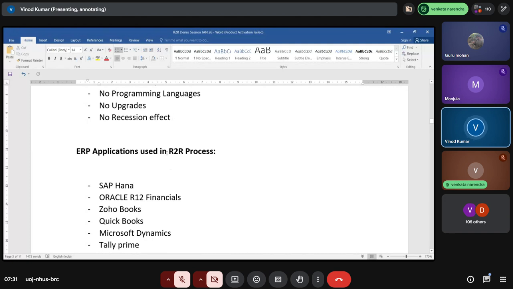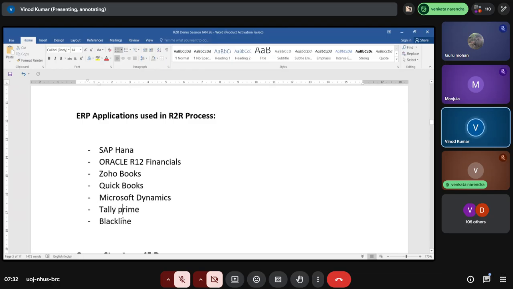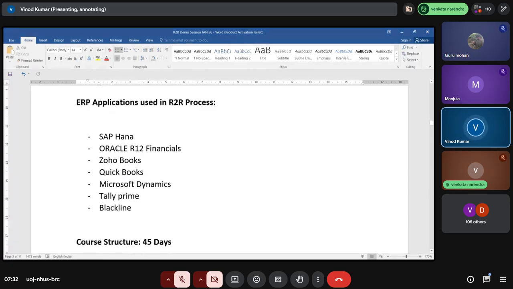And what are the various applications they use in R2R? According to the companies, they will use different ones. Some companies are using SAP HANA. Some are using Oracle R12 Financials, Zoho Books, QuickBooks, Microsoft Dynamics, Tally Prime, Blackline, and so on. We have 1,000+ softwares. These are the famous repetitive softwares which companies are using, and the most trending softwares in the current environment.